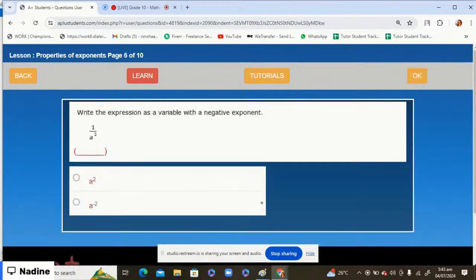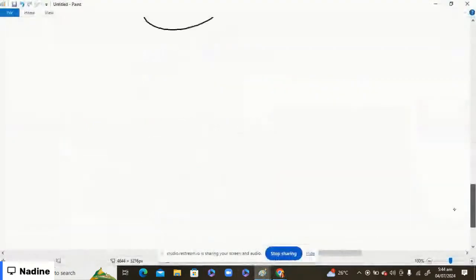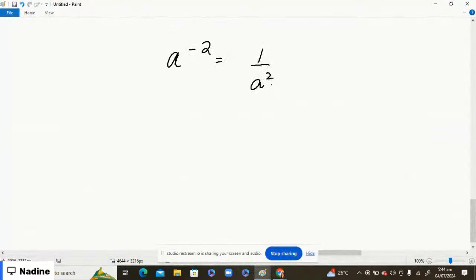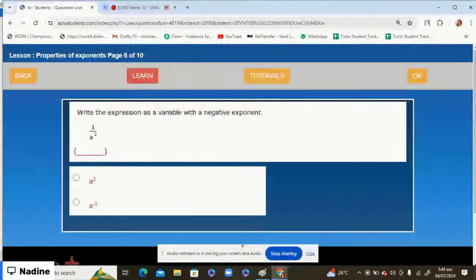Got it? So now here there is 1 over a power 2. As I already told you, if you have a question like a power minus 2, you can change it using the quotient rule, then it becomes positive. When something is in this form and you move it up, it changes sign: negative becomes positive, positive becomes negative. Here it is in the denominator, and when you move it into the numerator, it becomes negative. Understand?